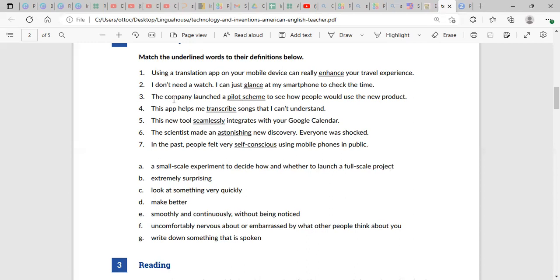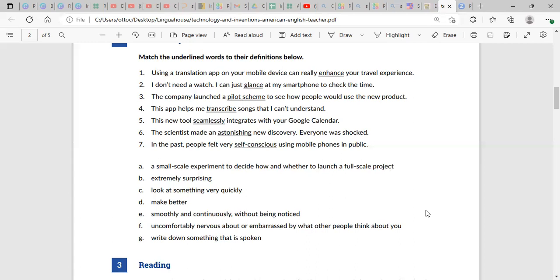Perfect. All right. Can I read number three? Yes, go ahead. Number three. The company launched a pilot scheme to see how people will use the new product. And I choose letter A, a small scale experiment to decide how and whether to launch a full scale project. Very good. Did you know this word before, Andrea? Because yes, that's the definition.